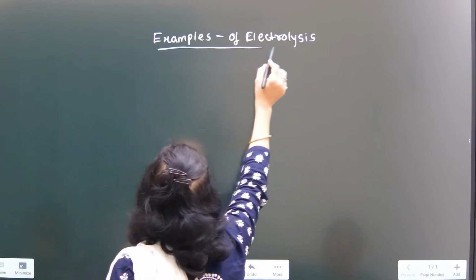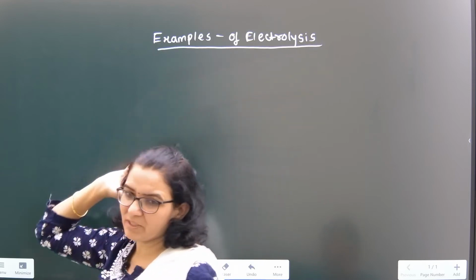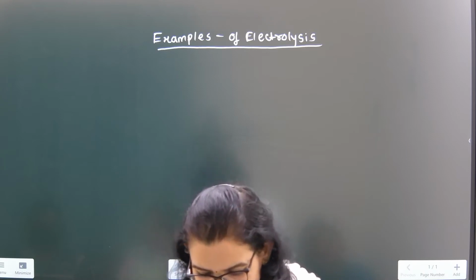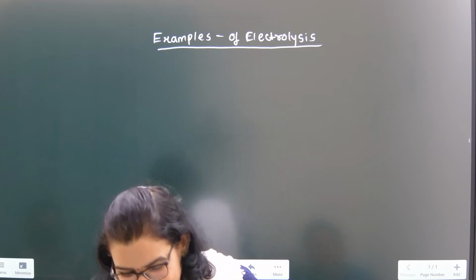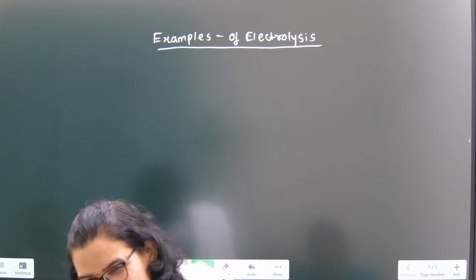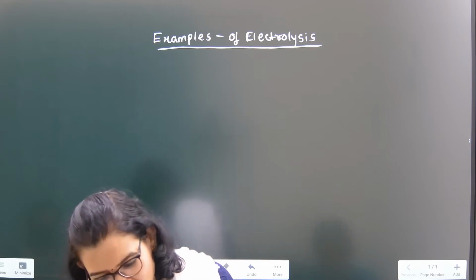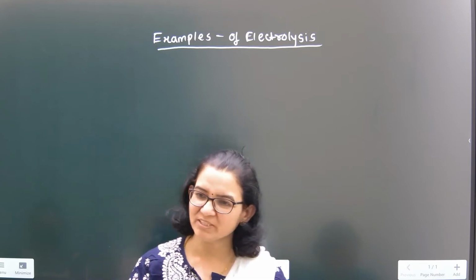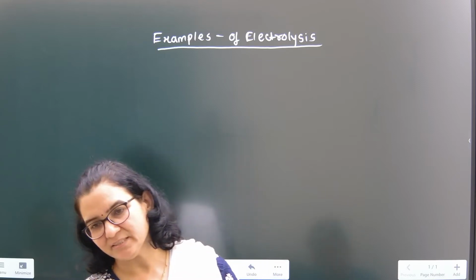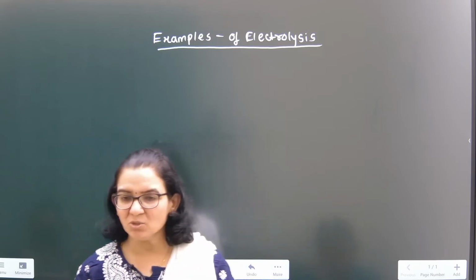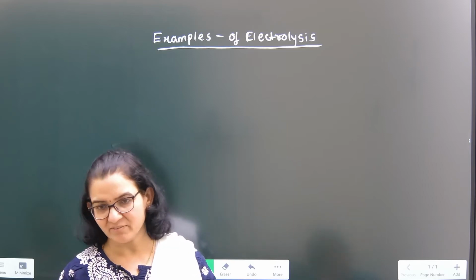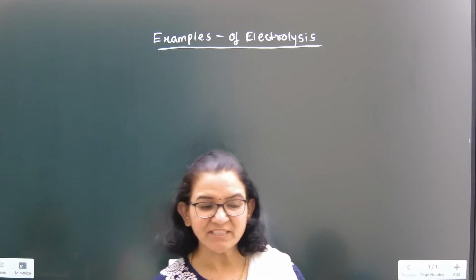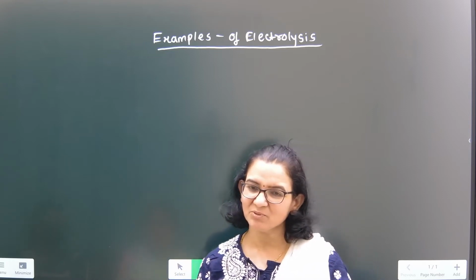Example of electrolysis. Okay, electrolysis कौन सा चैप्टर है? What is the name of the chapter? Electrolysis. So we have already seen strong electrolyte and weak electrolyte. Then how is electricity conducted by the solution when it is in an aqueous state or fused or molten state? What is the difference between aqueous state and fused or molten state?